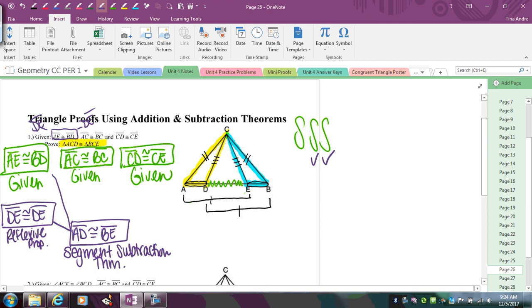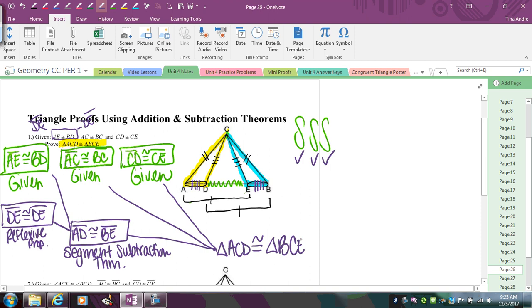And that gets me that these sides here are congruent, because I took congruent wholes and subtracted off congruent parts, and that left me with congruent parts. So now I can check that off, which leads me to say that using these three sides, so this is the S, S, and S, I can say now that the triangles are congruent. So now I can say triangle ACD is congruent to triangle BCE by side, side, side. And that's it. So I used one of my mini proofs, my segment subtraction theorem, to help make a conclusion to prove that these triangles are congruent.